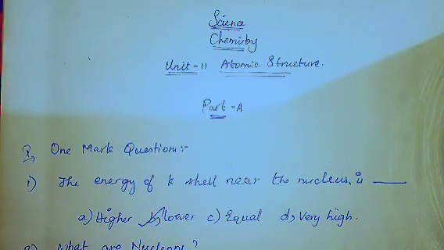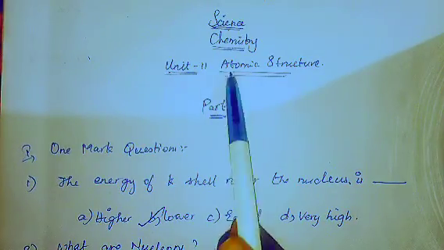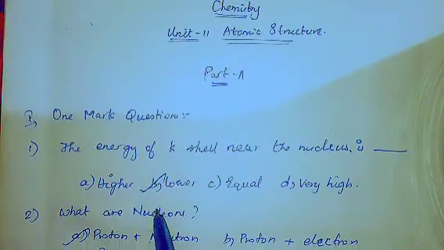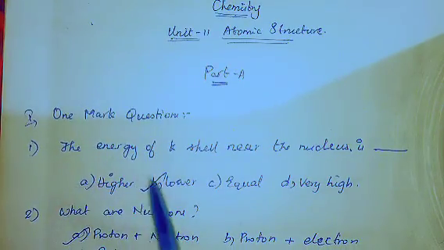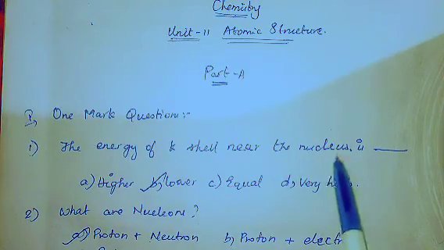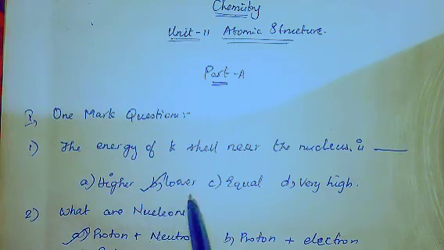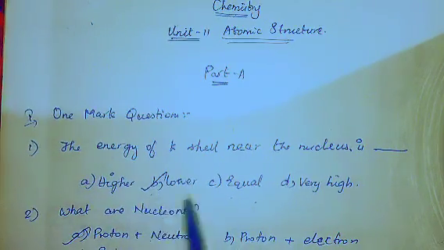Then in the science subject, we are moving to chemistry, unit 11, atomic structure. Part A, 1 mark questions. First one, the energy of K shell near the nucleus is dash. A option higher, B option lower, C option equal, D option very high. The answer is B option, lower.